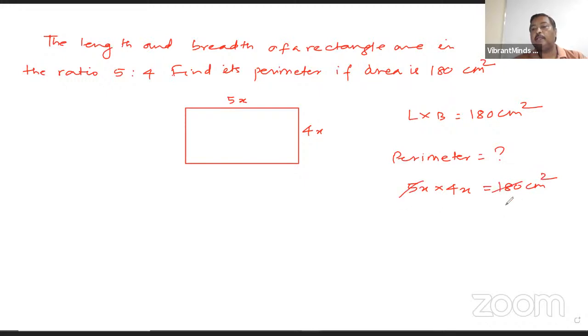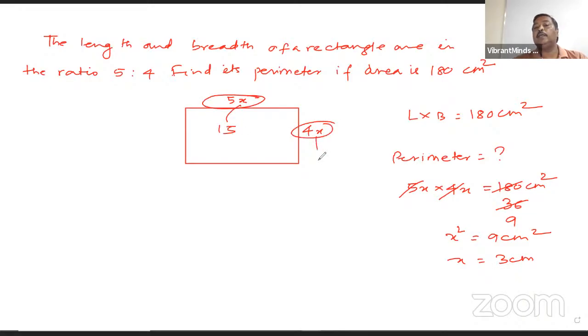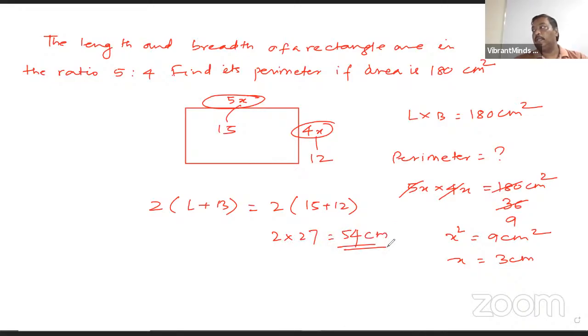Cancel 5 from here, 36; cancel 4, 9. So here we have x square is equal to 9. Can I say x is equal to 3 centimeter? What will be my this? This will be my 5 into 3, 15, and this will be my 12. So perimeter is 2 into length plus breadth, and that is 2 into 15 plus 12. 2 into 27, and that is 54 centimeters. Is it clear? Is it okay, guys?